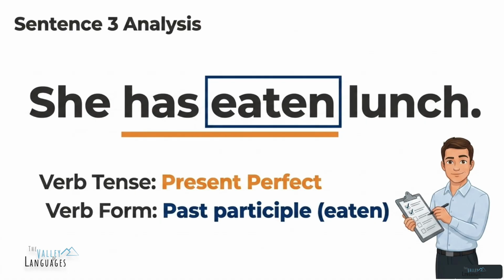So how do we construct this? We take the verb form known as the past participle, the shape eaten, and we combine it with the helper verb has. The physical shape is eaten, but the time is present perfect. You can start to see how separating form and tense makes grammar incredibly logical rather than just random rules.